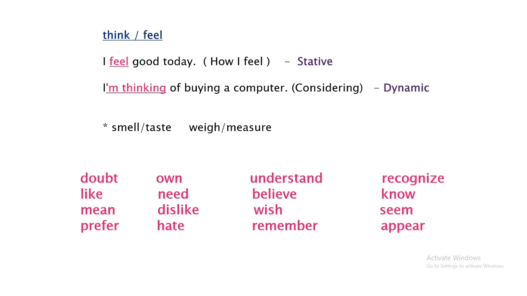You can use think as a stative verb like this. I think he is a good person. Smell, taste, weigh, measure can also be used as both stative and dynamic verbs. And here you can see some more examples of stative verbs.